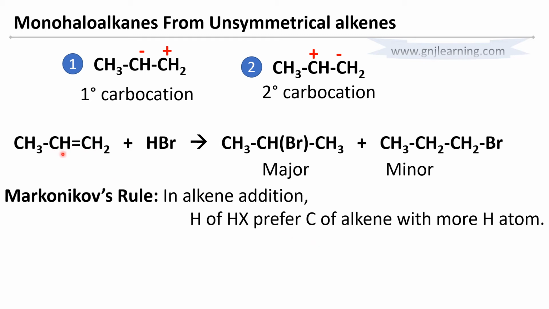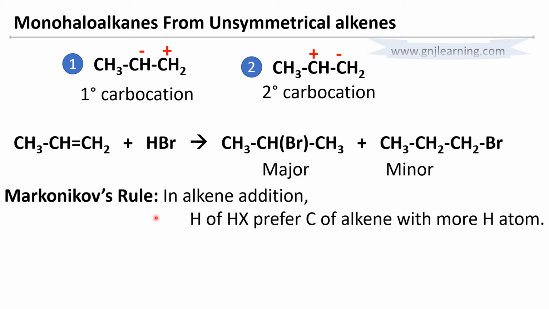Which carbon will it prefer? The H will prefer the carbon with more hydrogen. So it will look at both carbons, and if it sees that one carbon has more hydrogen atoms, it will go there. Clear? So the C of the alkene with more H atoms will be preferred. So H will prefer this carbon, and you can see this is the major product. If H is going here, it is the major product.